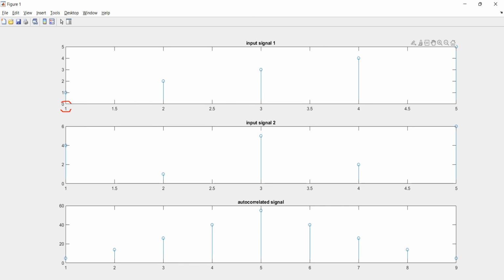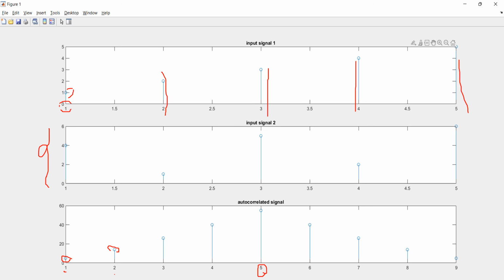At n equal to 1, the amplitude is 1. At n equal to 2, the amplitude is 2. At n equal to 3, it is 3. At n equal to 4, it is 4. At n equal to 5, it is 5. Similarly, they have also represented the y of n signal, and the autocorrelated signal comes out to be, at n equal to 1, somewhere around 5, I guess. At n equal to 2, somewhere around 18, and so on. We can see that at n equal to 5, the autocorrelated signal amplitude is very high. It means that at that value, the signals are most similar. There is no shift between either of the signals.